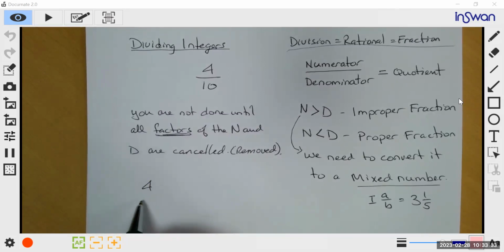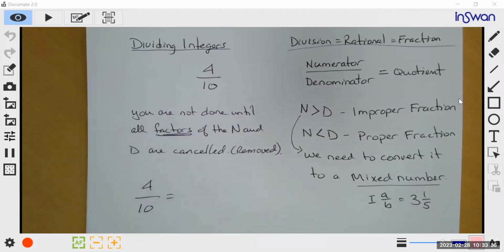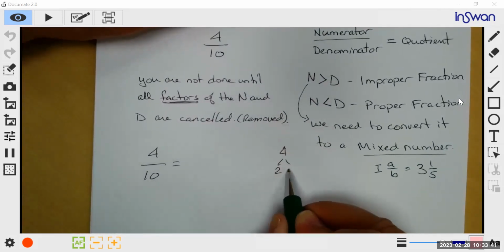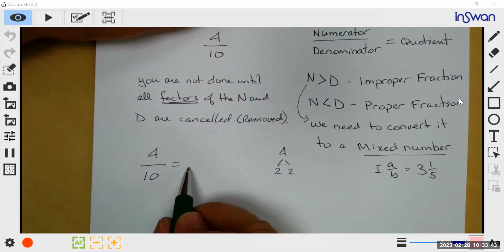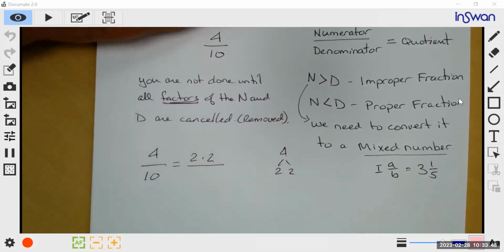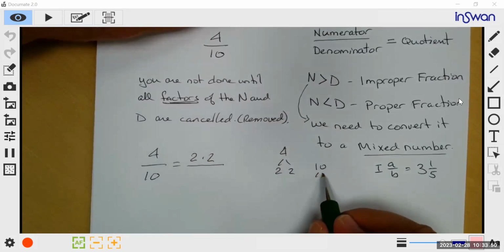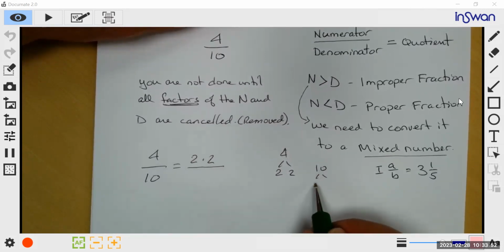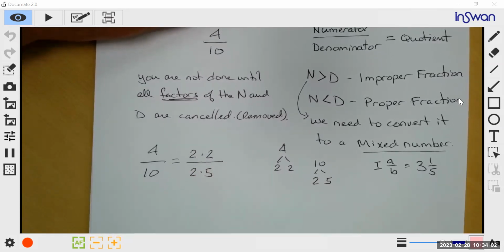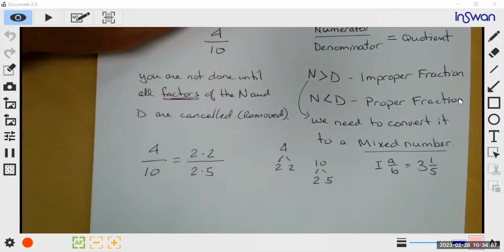So let's look at this. We have 4 over 10. What is 4 made up of? 2 times 2, right? So the factors of 4 are 2 times 2. What are the factors of 10? 2 times 5. These are also called prime factors. You can't go any further with them.